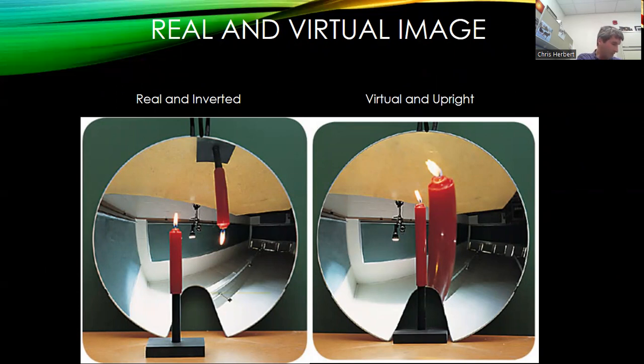The first case on the left, this is probably where the distance to the object is equal to the center of curvature. And in this case, we have a distance to the object which is less than the focal length. And again, real and inverted, virtual and upright.